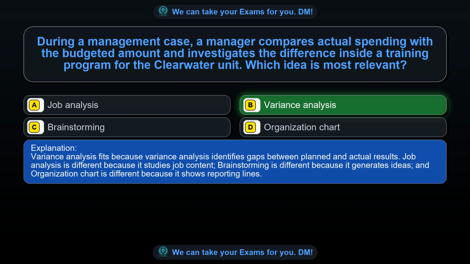Variance analysis fits because variance analysis identifies gaps between planned and actual results. Job analysis is different because it studies job content, brainstorming is different because it generates ideas, and organization chart is different because it shows reporting lines.